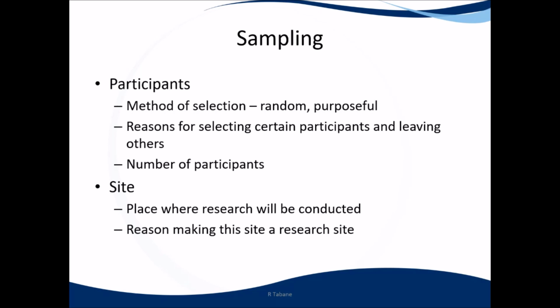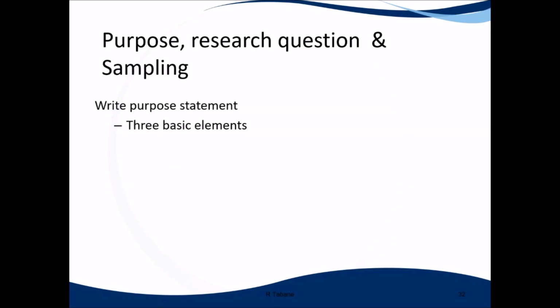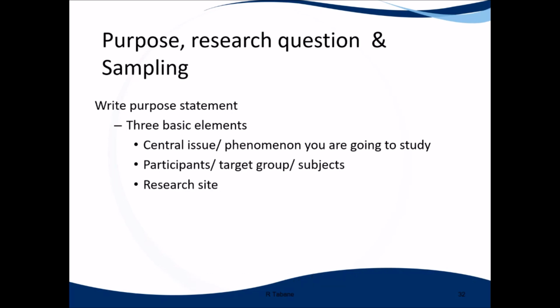And the site you already indicated: where is this study going to be conducted, and the reason for making that place a research site. You cannot say your study is in rural settings and you select a Soweto school or a Mamelodi school. There is my repetition again. So the purpose, research question, and sampling. Remember, central phenomenon of study, your participants, and your research site. Get this clear.